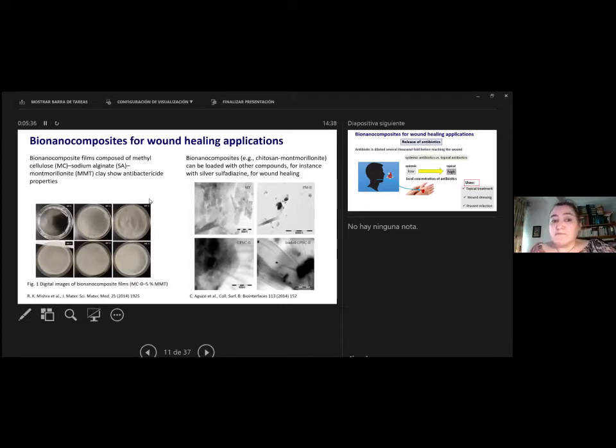These are examples in which you use just the clay in combination with the polymer, because the clay, as in the sample we heard in the talk before, can have these antibacterial properties. But also sometimes it's important because in this system it is possible to immobilize other types of bioactive species that can provide the targeted application.